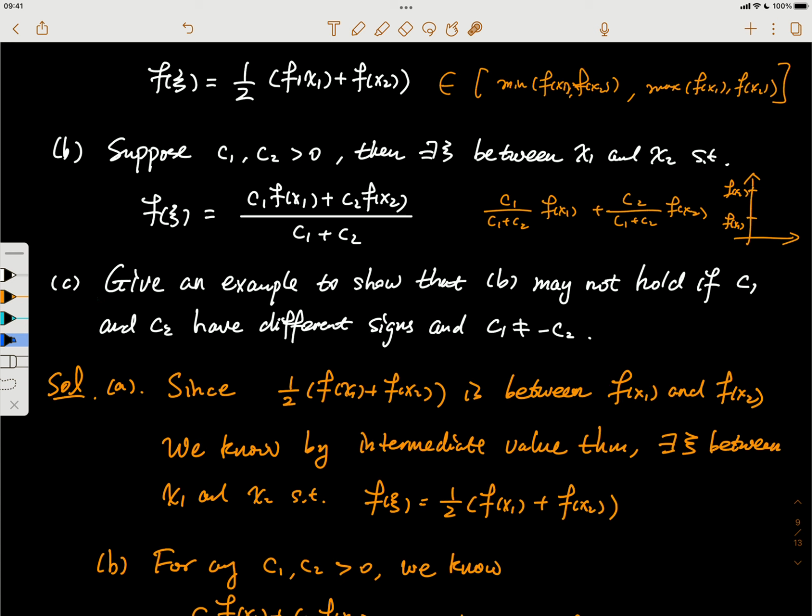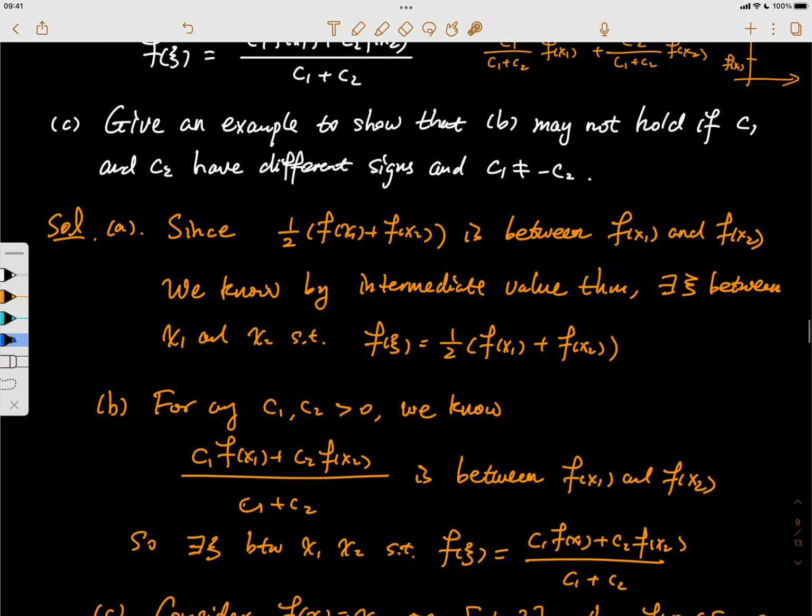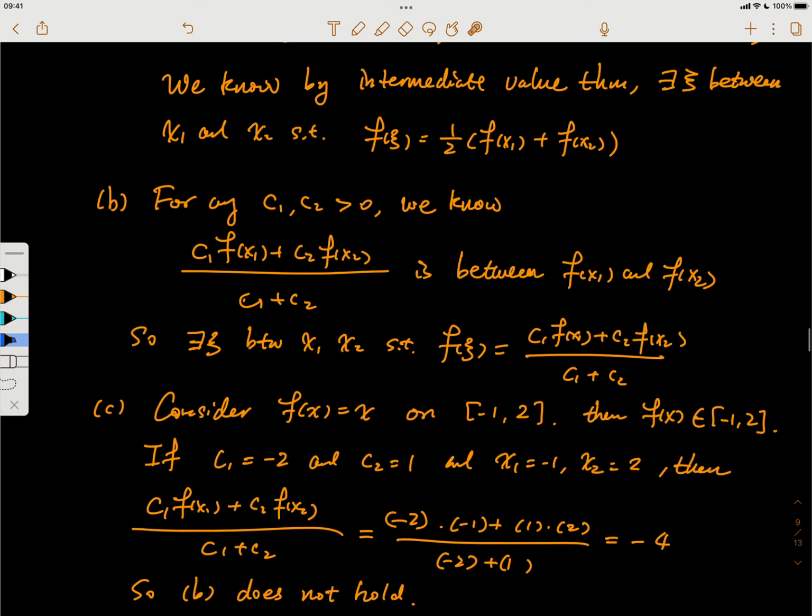This could be wrong if one of c1, c2 is negative. This is what I call a convex combination, so that it's always between here. But if one of them is negative, then you can go to this side or to this side. In that case, the intermediate value theorem may not work. For a simple example, let's look at the function f(x) equal to x, a very simple function, defined over the interval -1 to 2. Because f(x) is just the identity, the value of f is also between -1 and 2.